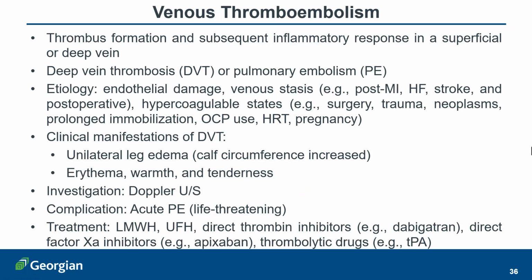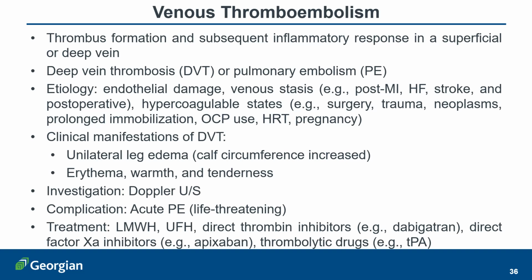Let's switch gears and now talk about venous thromboembolism. Venous thromboembolism is when a thrombus forms in a superficial or deep vein, and then you have the subsequent inflammatory response. Examples of venous thromboembolism include deep vein thrombosis, DVT, or a pulmonary embolism, PE for short. What is the etiology of a venous thromboembolism? It could be endothelial damage, it could be states that promote venous stasis, for example, post-MI, or in heart failure, stroke, or post-operative. In all those states, venous blood flow becomes very sluggish, you have venous stasis, and that can lead to the formation of a thrombus or an embolus.